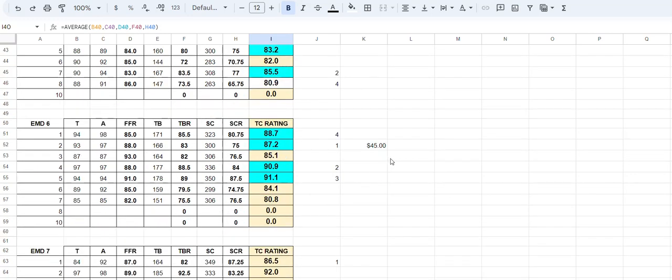Race 6. Here's a $45 winner on the 2-horse. And the 2 horse, again, was 4th in the rankings here. The 5, who finished 3rd, is 91.1, 90.9. But our top 4 finished here. And we had a $45 horse on top.